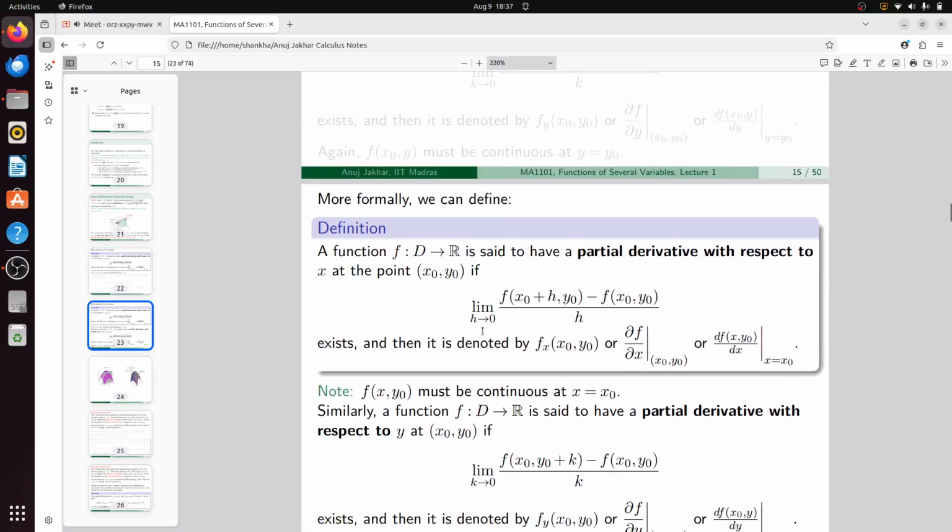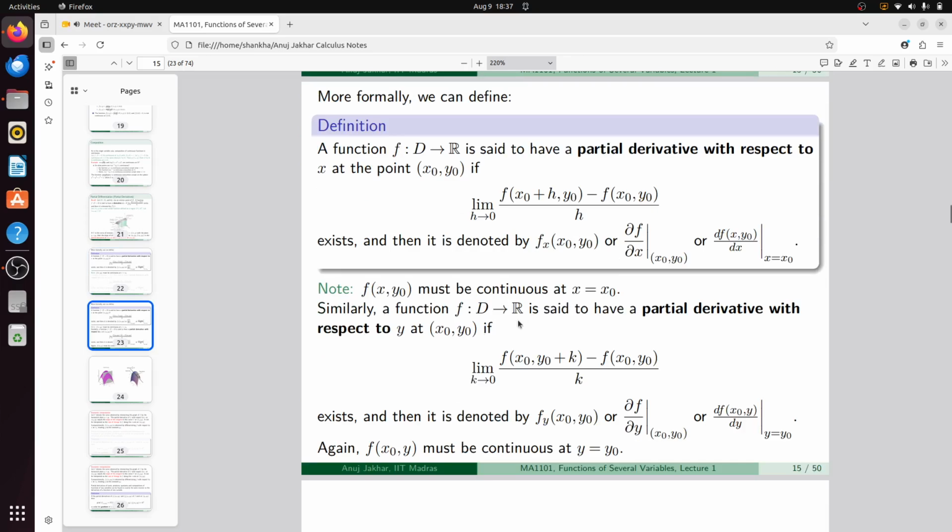Now a function from D to R is said to have a partial derivative with respect to y at x0, y0 if the limit as k tends to 0 of f of x0, y0 plus k minus f of x0, y0, divided by k, exists, and then it is denoted by del f del y at x0, y0. Here k is the increment you are providing in the y direction, and the idea is the same, just like single variable calculus.